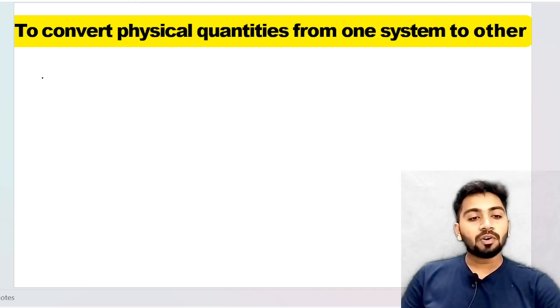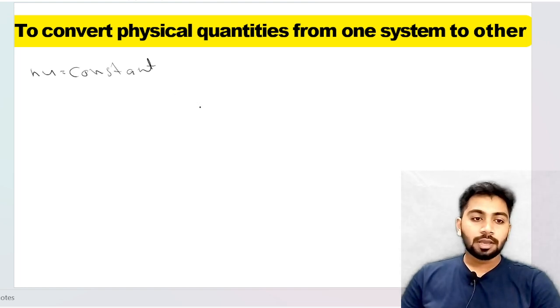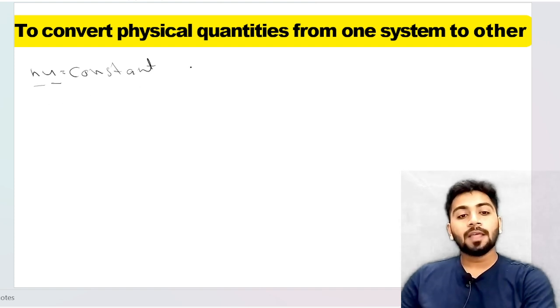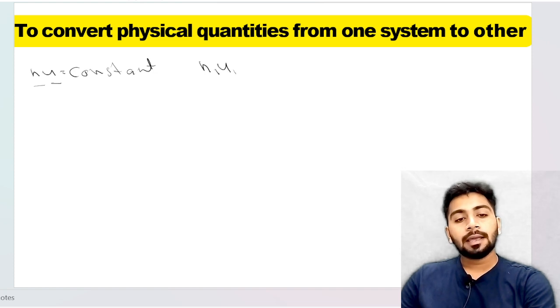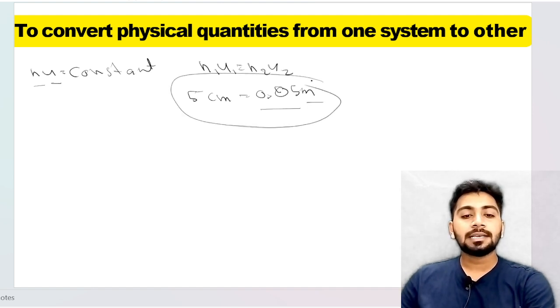Now before that, one thing: n u is equal to constant. Yesterday we discussed this one. Everyone knows n u is equal to constant. n is a number, u is a quantity. Now if you compare two things, it will be like this. Just simple. 5 centimeter is equal to 0.05 meters. Nothing changes. Just this number and this quantity change, but both values are the same.